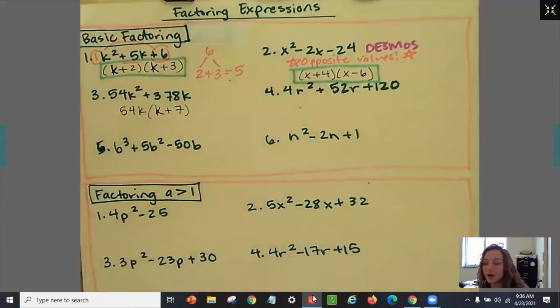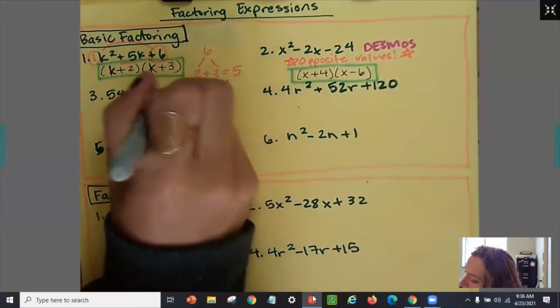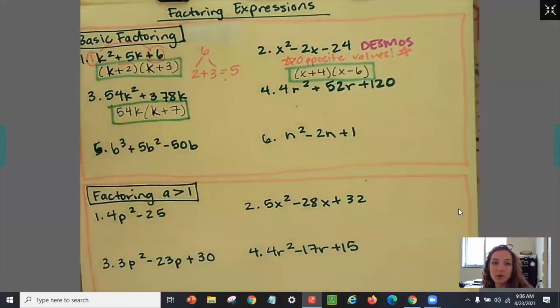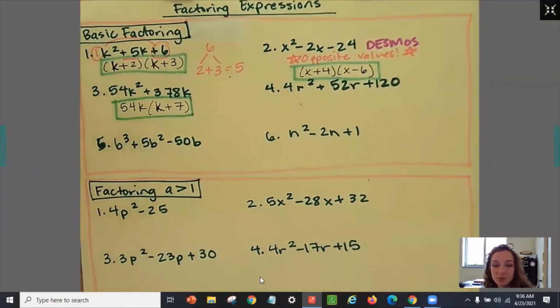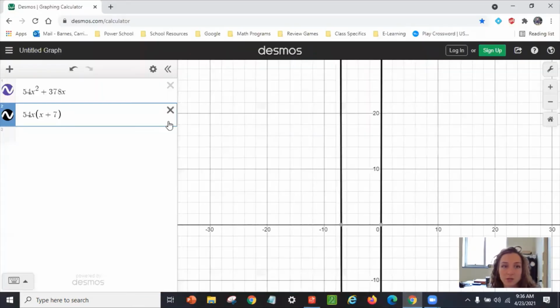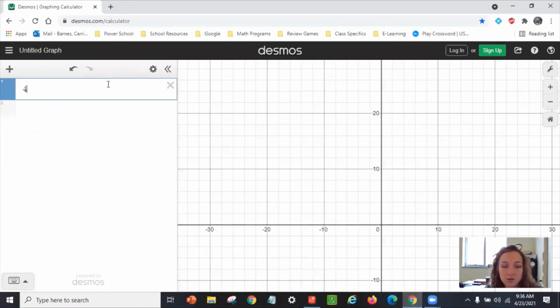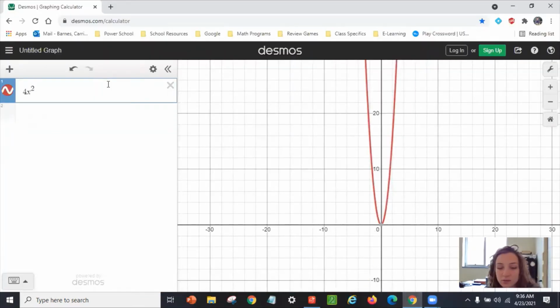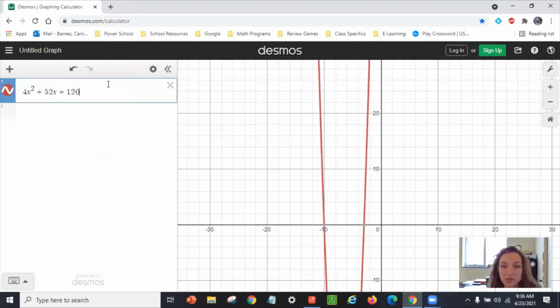There we go. Okay, so let's try out another one. We're going to look at problem number 4. Okay, and we're going to do the same thing. We're going to type into Desmos. We're going to use the opposite values. So let's type in 4x squared plus 52x plus 120. This is going to go through two values, negative 10 and negative 3. So we're going to use opposites, positive 10 and positive 3.